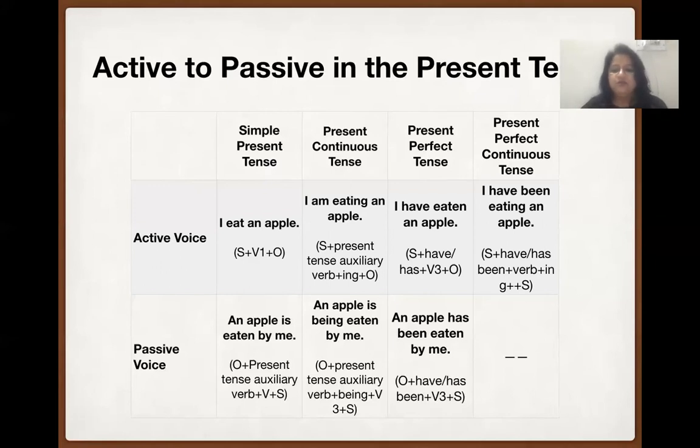Below that, what have I written? O plus have or has been plus V3 plus S. So object is an apple, have or has. Now, again, you have to see whether it is related to the subject or the object. When you are doing the passive voice, you have to remember that the auxiliary verb is related to the object, not to the subject. So here, an apple, you won't be saying have, like in the active voice. You'll be saying has. So an apple has plus been becomes has been plus V3 eaten plus subject by me. Simple. As far as the present perfect continuous tense goes, there is no passive voice for that.